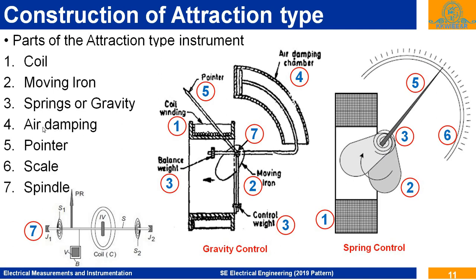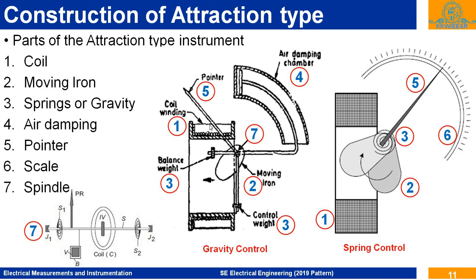vertical spindle. Then for the damping purpose, to damp down the oscillations of this moving system, air friction damping is provided. A small aluminum cylinder is shown, and there is a small clearance so that because of this friction, the oscillations die out.